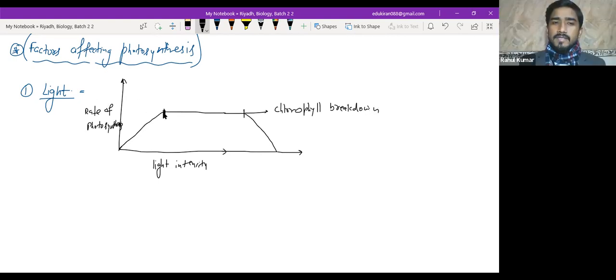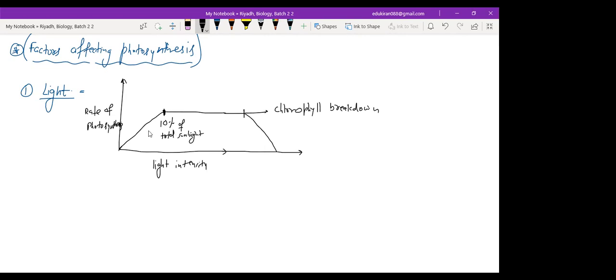And what is this actually? You will be very surprised to know that on a bright sunny day, when there is no cloud cover and the sunlight can directly come to the surface of the earth, this saturation reaches at just 10% of the total sunlight. Is it clear?